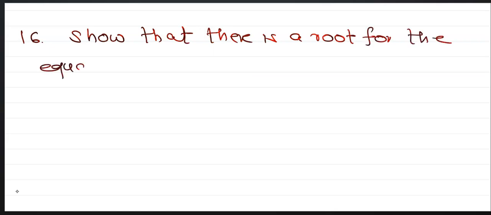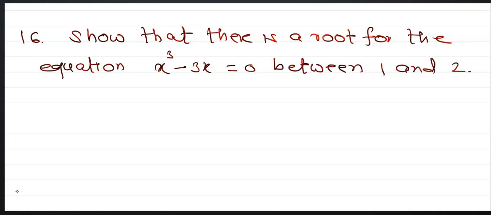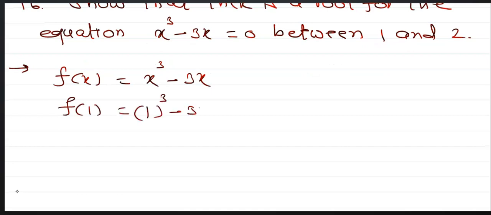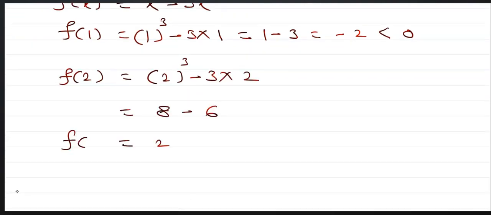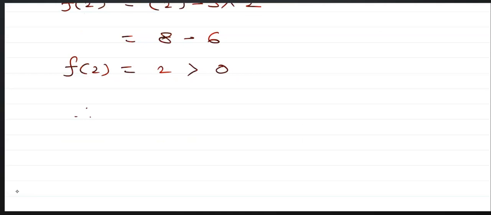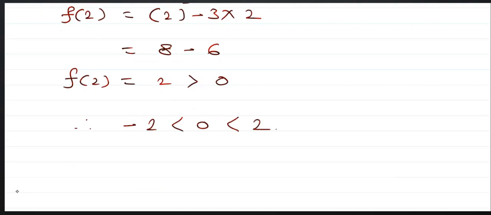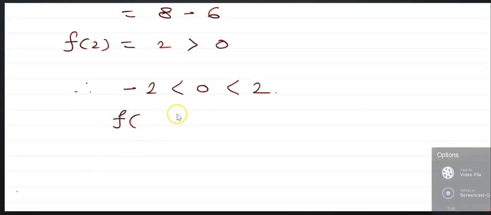Now the same problem is repeated here. Show that there is a root for x cube minus 3x is equal to 0 between 1 and 2. Again we will find the value of the function at x equal to 1, which is negative. For x equal to 2, it will be positive. Therefore the root lies between 1 and 2. And again the same dialogue is there, minus 2, 0 and 2.